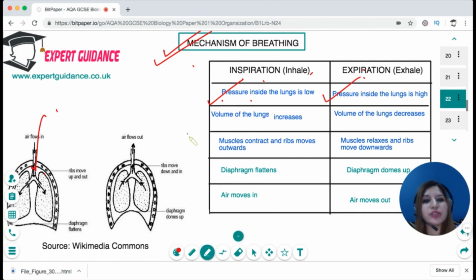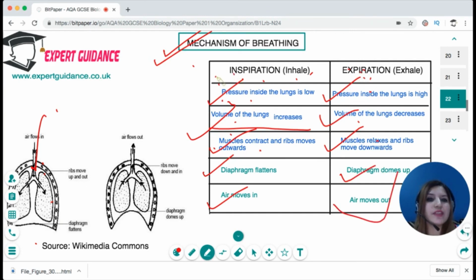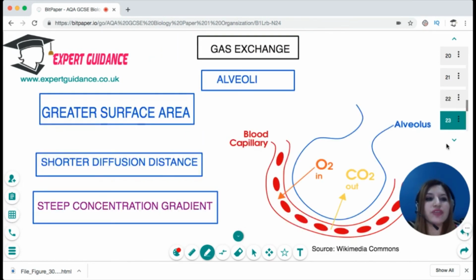If the pressure is low, the volume of the lung should be high, and the volume of the lung should be low in expiration. How does this volume increase in inspiration? It is the muscles, the rib muscles, they contract and the ribs move outwards. In expiration, the ribs relax and the ribs move downwards. The diaphragm flattens, which increases the volume and the air moves in, and in expiration, the diaphragm domes up, which decreases the volume and the air is pushed out. So you should know the mechanism of inspiration and expiration, and what changes take place inside the lungs or the ribs for inspiration and expiration to take place.